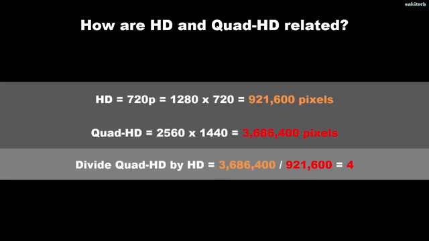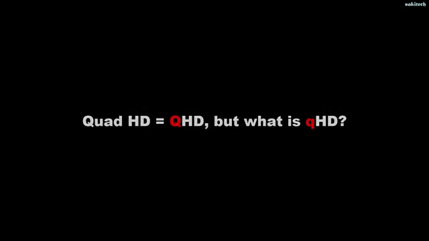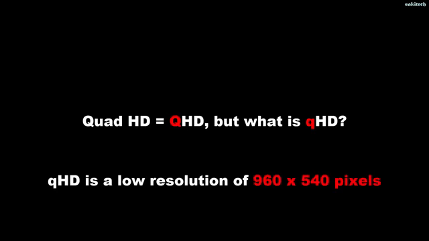4 times that 720p. Now I did mention in the beginning of this video that you have Quad HD and you have QHD, and then you have a lowercase QHD. Let's take a look at the differences. So the uppercase QHD is simply the shorter version of Quad HD, but the lowercase QHD is actually a very old resolution, and it translates to 960 by 540, also known as 540p.